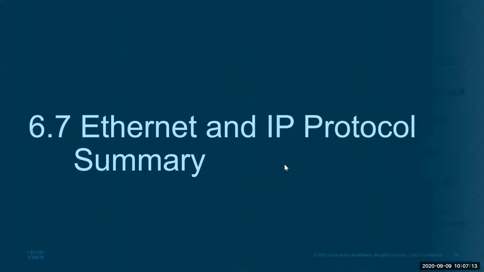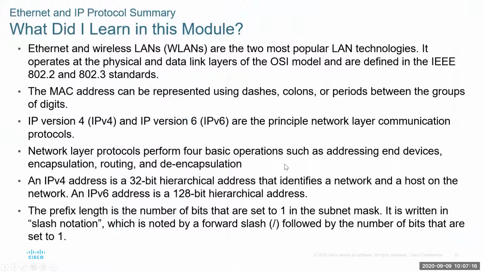All right. So in summary of Ethernet and IP protocols, we're going to see Ethernet and wireless networks are the 2 most popular LAN technologies that survived. They operate at the physical and data link layers and use the standards 802.2 as well as 802.3. Remember, 802.3 is going to be more your physical connections. So whether you're using Ethernet or wireless LAN, etc., wireless is the 802.11 standard. The MAC address can be represented using either colons, dashes, or periods in between. Remember that when you're using periods, it puts 4 digits together, where these are usually 2.